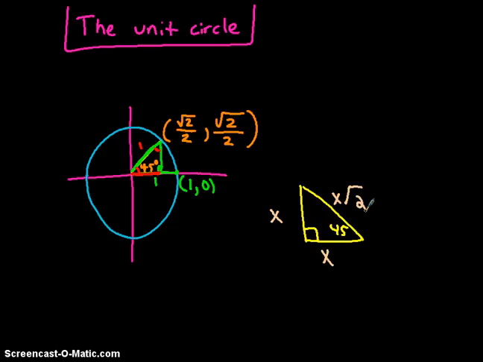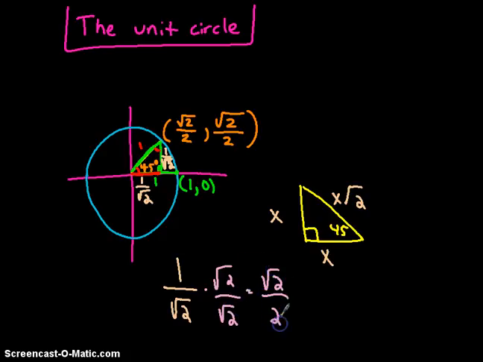So if I know that this side is 1, I could divide each one of these sides by the square root of 2. 1 divided by the square root of 2 will give me the length of each one of those sides. Typically, if you have the number 1 divided by the square root of 2, you really don't leave it that way. You typically rationalize that. So in order to rationalize that, you multiply by the square root of 2 over the square root of 2, giving you square root of 2 over 2.